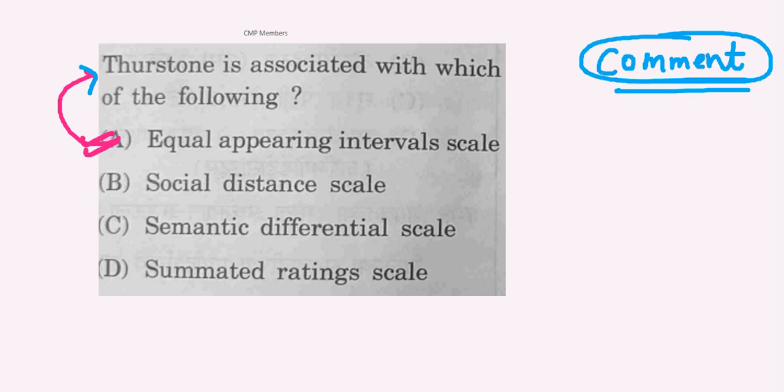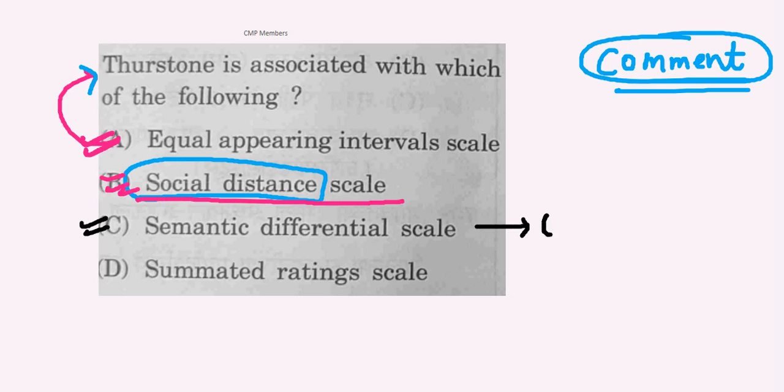Now, next is your social distance scale. You would have heard the name social distance for the first time during Corona times in 2020, but this is a scale also. Now, the third one is the semantic differential scale. This is obviously not the answer here. Why? Because it is given by Osgood.